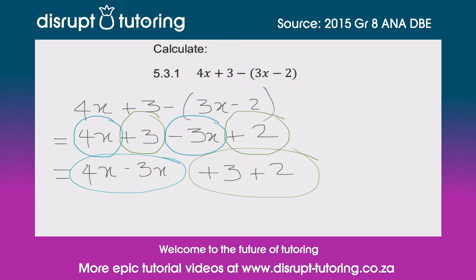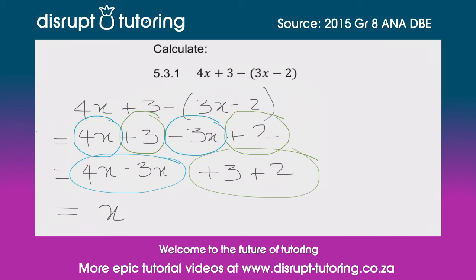So now I need to simplify the circles. So my first circle is 4x minus 3x. And remember, what we do is we deal with our coefficients. So the coefficients here are 4 minus 3, which is going to be 1. Remember, we don't have to write the 1. So it would simply be x. So there is an invisible 1 in front of the x.